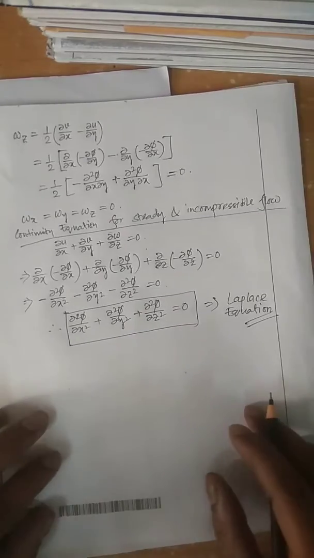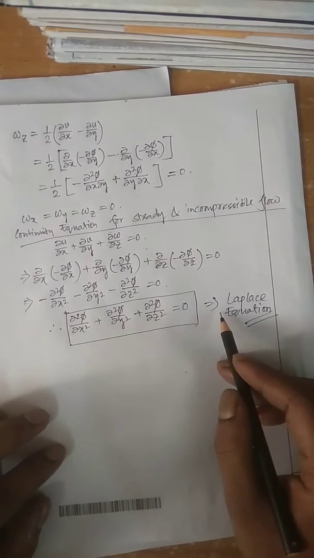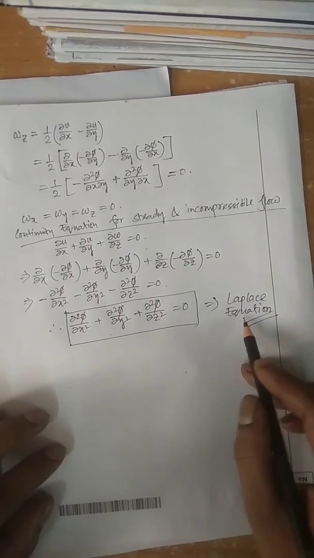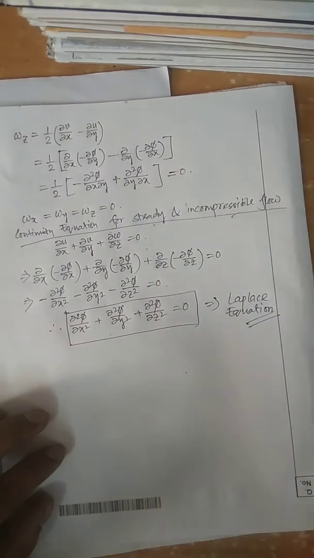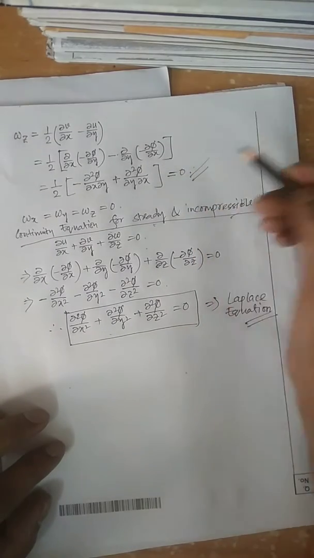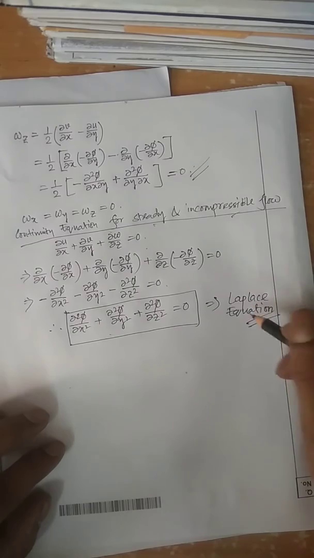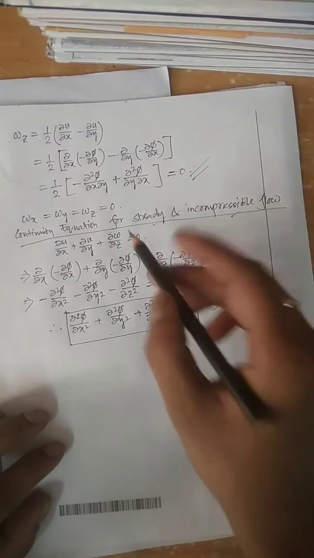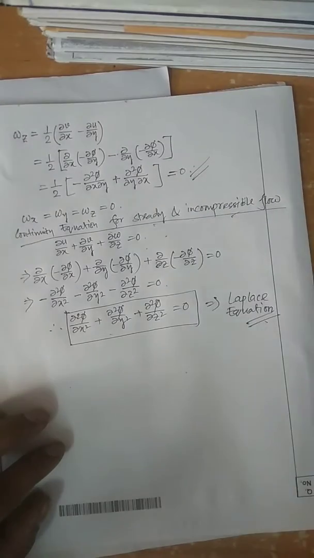So it can be concluded that if the velocity potential function satisfies the Laplace equation, it is a possible case of fluid flow. That means it is a case of steady incompressible fluid flow. So first, if phi exists, then the flow should be irrotational, and if the velocity potential function satisfies the Laplace equation, that should be steady incompressible fluid flow.